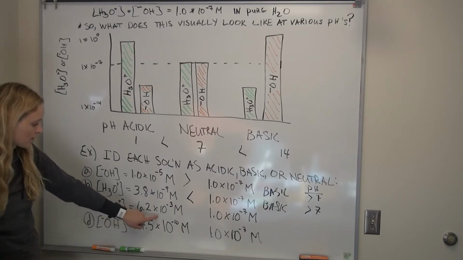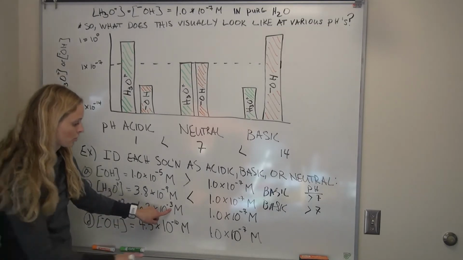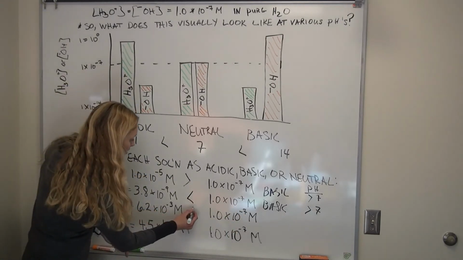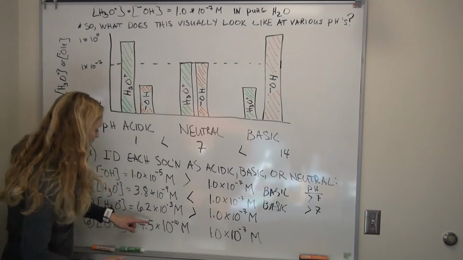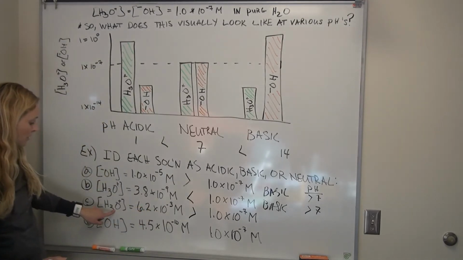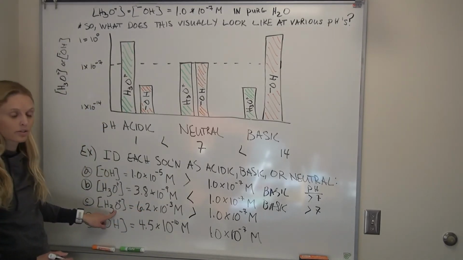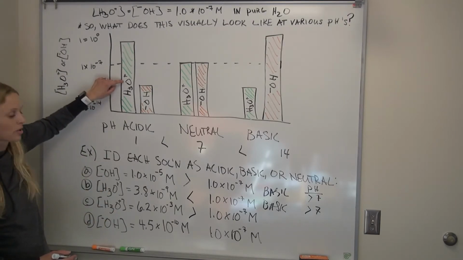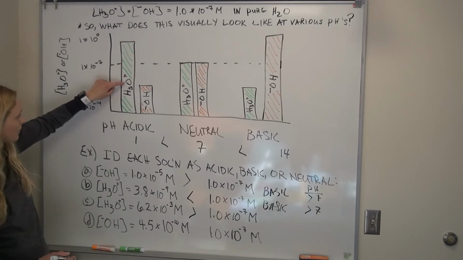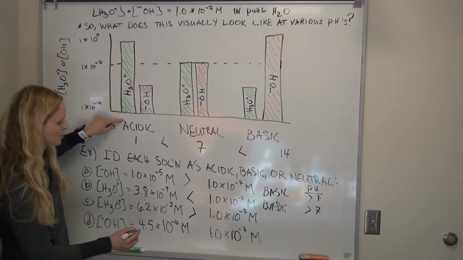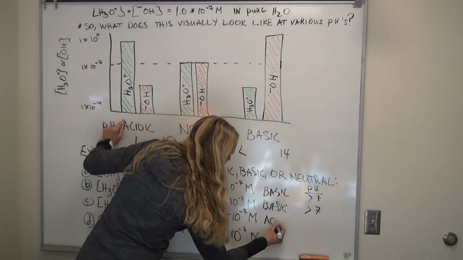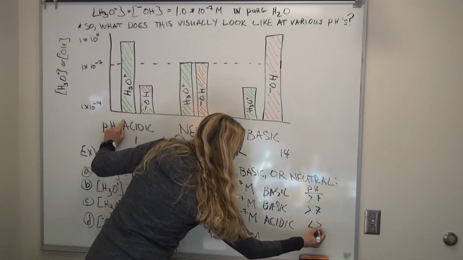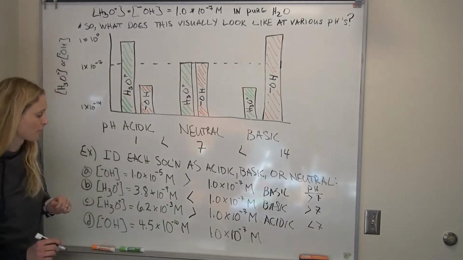C is H3O plus ion concentration is 6.2 times 10 to the minus third. This is a much larger number than 1 times 10 to the minus seventh. And so this number corresponds to the acid concentration, the H3O plus concentration. So I have a lot of H3O plus concentration for this C example. So I am in acidic conditions. And the pH should be less than 7.